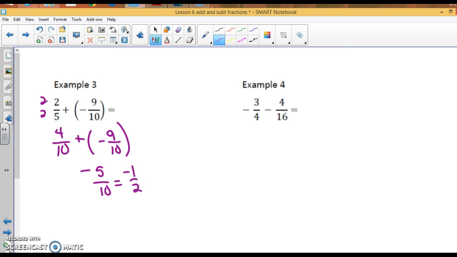Here we go. This 12/16 reduces, so I'll have negative 3/4. Negative 3/4 minus, I can divide these both by 4, 1/4. That is subtraction. So I change it to add the opposite, negative 3/4 plus negative 1/4 is negative 4/4, because the signs are the same, so I add and keep the sign, which is negative 1.